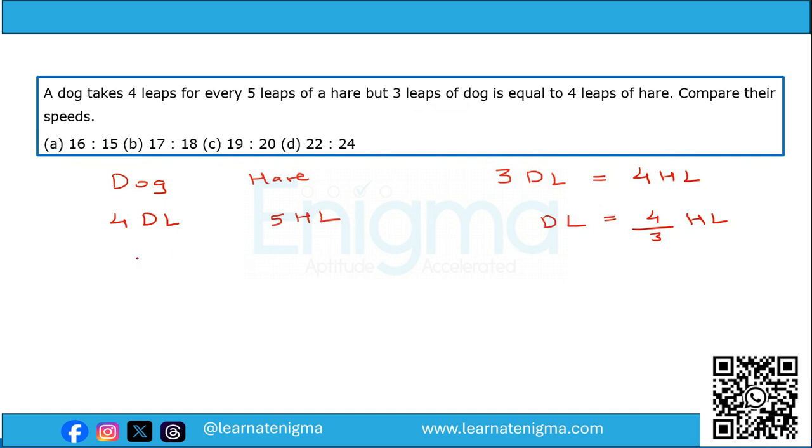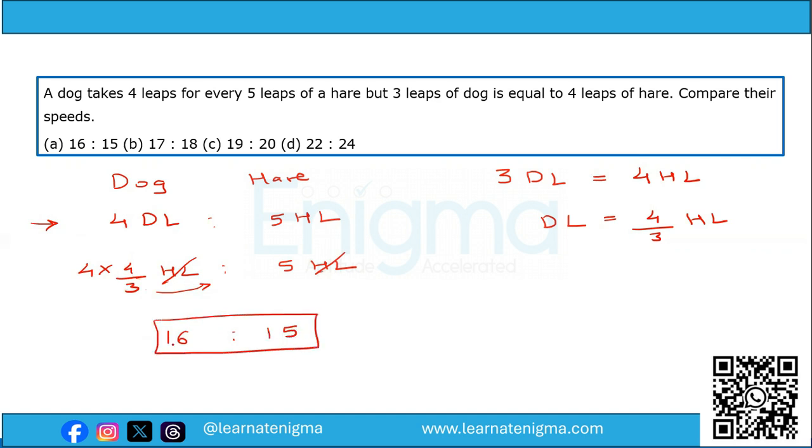Now we can substitute this value of dog leap in this ratio. So 4 dog leaps, instead of dog leaps, we'll write down now 4 into 4 by 3 hare leaps is to 5 hare leaps. So hare leaps gets cancelled out. Now this 3 can go on the right hand side. So 4 fours are 16, and 5 threes are 15. So the answer is 16 is to 15. Option A.